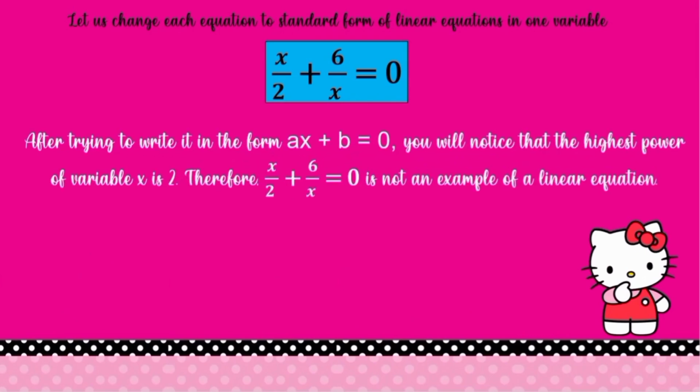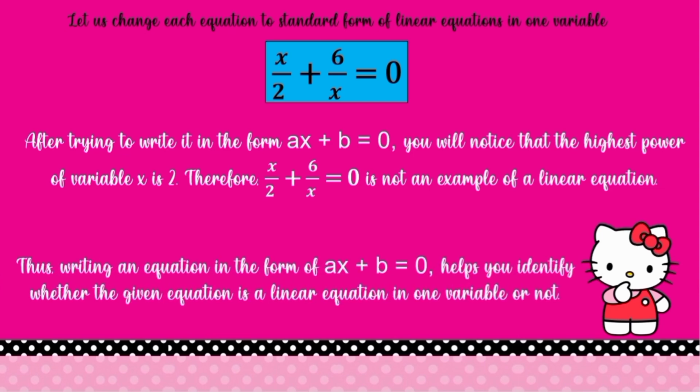After trying to write it in the form of ax plus b is equal to 0, you will notice that the highest power of the variable x is 2. Therefore, x over 2 plus 6 over x is equal to 0 is not an example of a linear equation. Thus, writing an equation in the form of ax plus b is equal to 0 helps you identify whether the given equation is a linear equation in one variable or not.